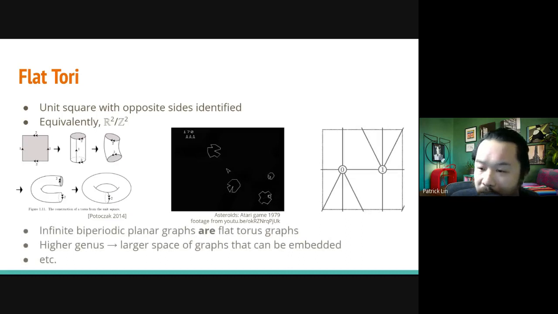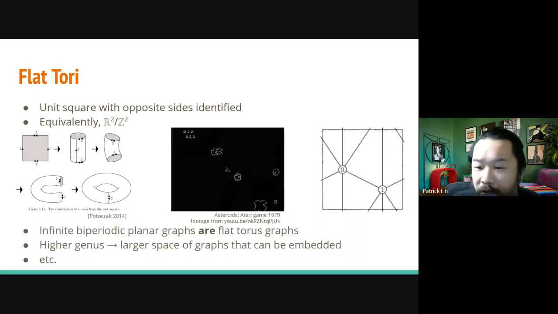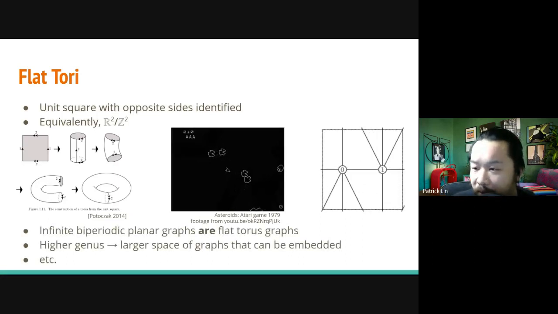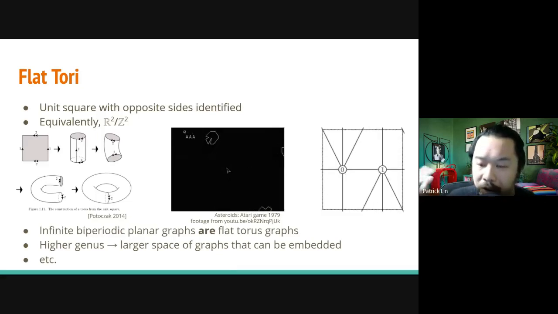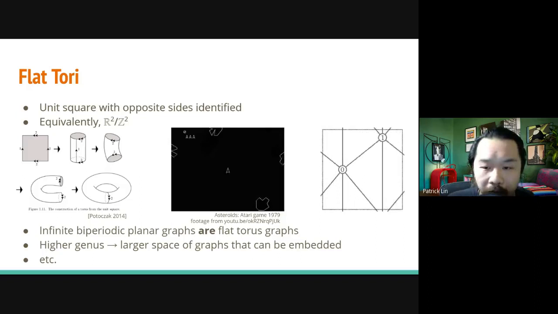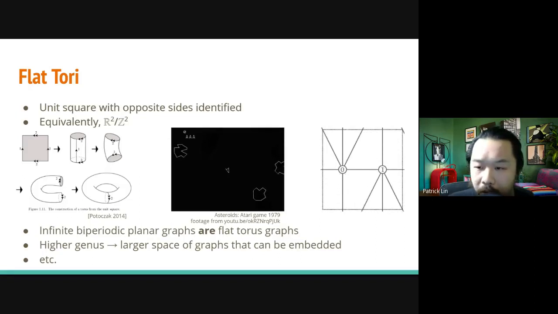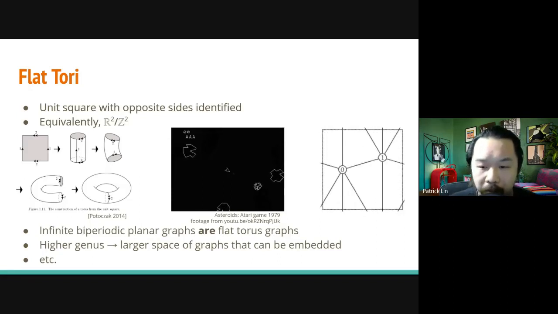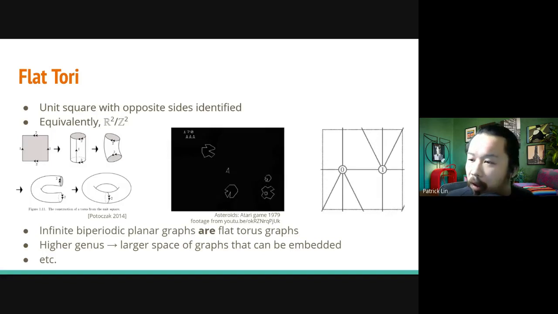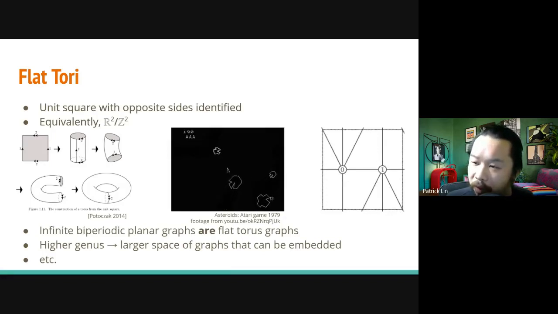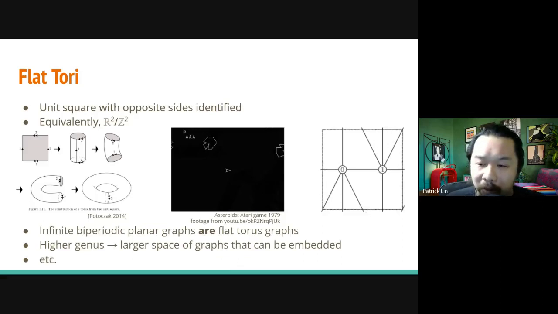There are a number of reasons why people care about flat torus graphs. One of them is this classical topological reason of what about heterogeneous surfaces? But also, flat torus graphs happen to capture this nice family of infinite biperiodic planar graphs that a lot of people work with. And hey, look, as a consequence of dealing with flat torus graphs, we now have a new visualization technique for these graphs that people care about.